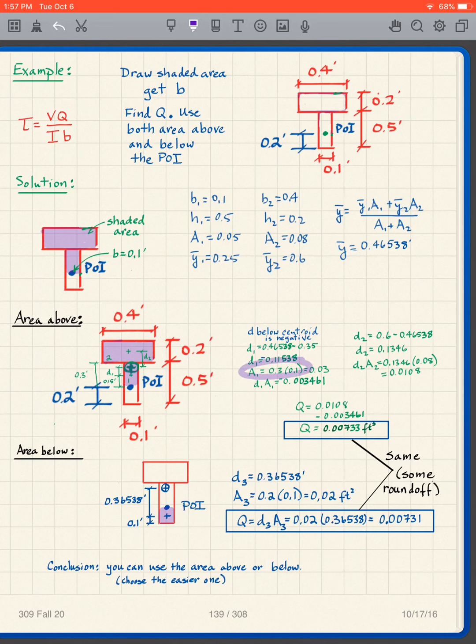A1 is 0.3 times 0.1. Well, that's easy. And then for my second area, that's easy to get. You can get the D2 is this, and it's positive because it's above, and so I get a D2A2 for that. So my D1A1 is negative, D2A2 is positive. I add them both together, and this is my value for Q.